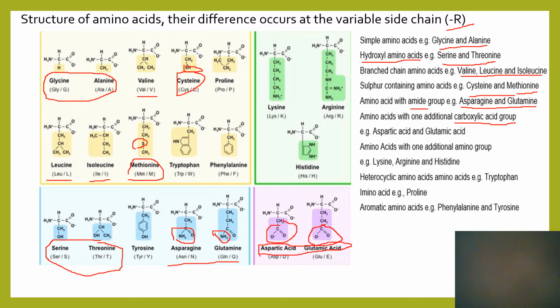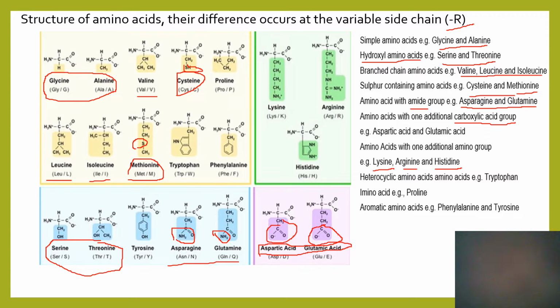Whereas amino acids with one additional amino group are lysine, arginine, and histidine. These have an additional amino group. Lysine. Where is lysine?